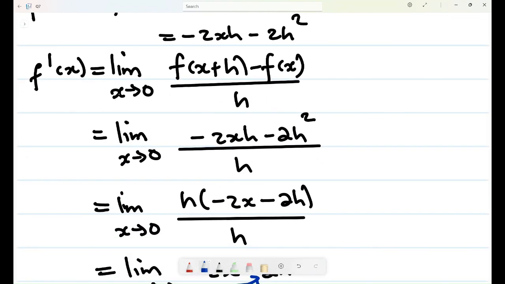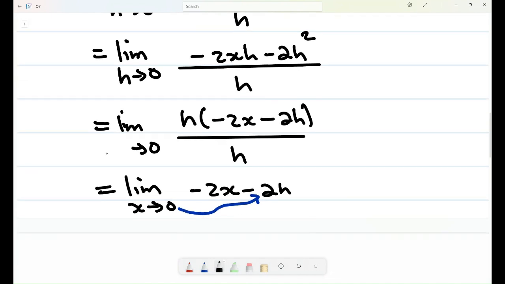Limit as h approaches 0. University is going to be the end of me. Limit as h approaches 0. As h approaches 0. Not x, sorry. Before I recorded the video, I was busy with calculus. So hence I'm stuck with those.